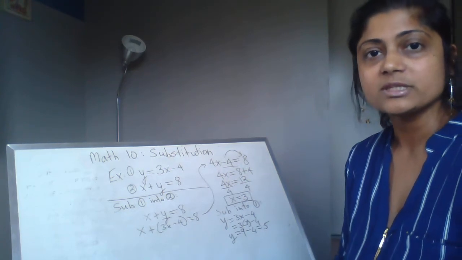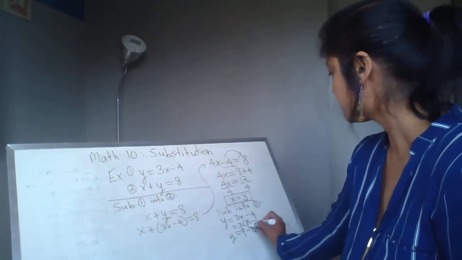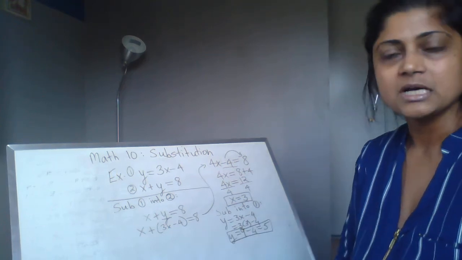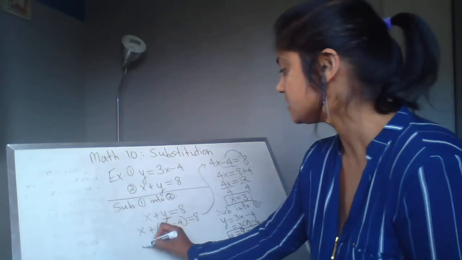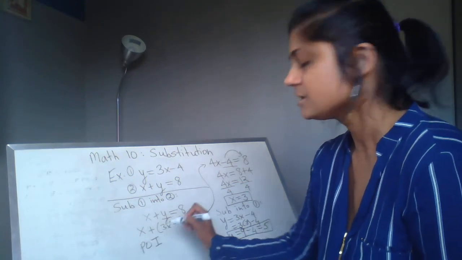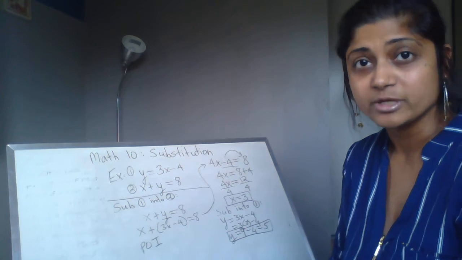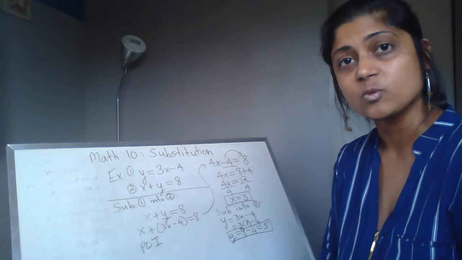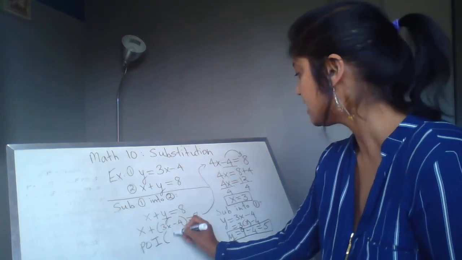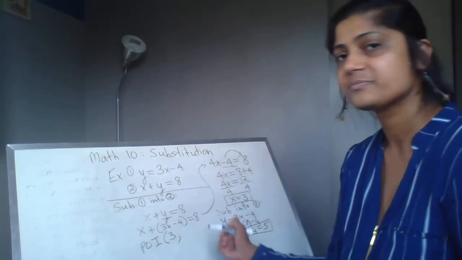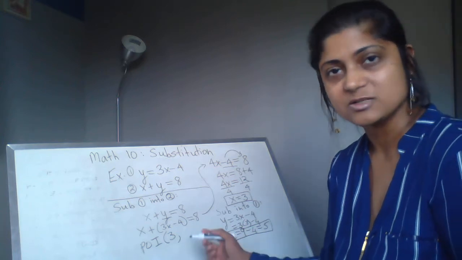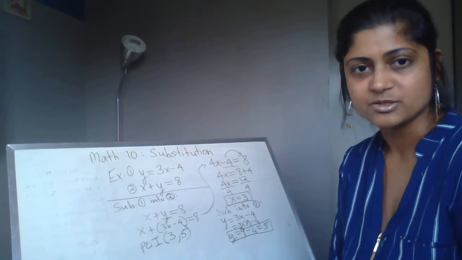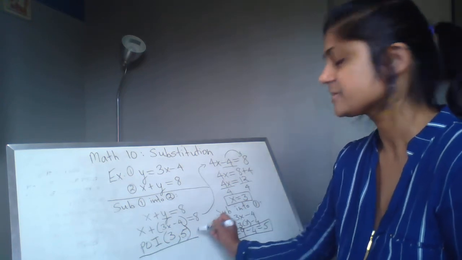Let's just box this. How we're going to write this is basically the POI, and the POI means the point of intersection. It has to be a point which has an x coordinate and a y coordinate. So the x coordinate here is going to be 3, and the y coordinate is equal to 5. So this is actually your final answer. It's 3 and 5.